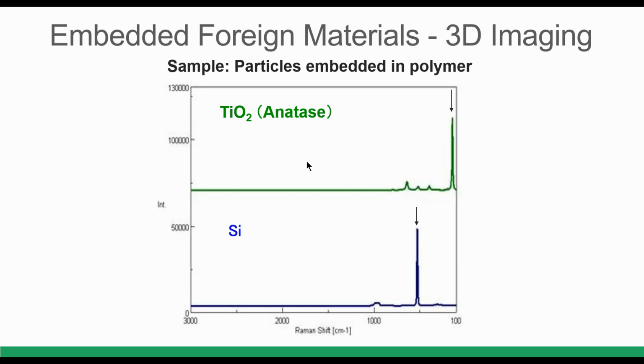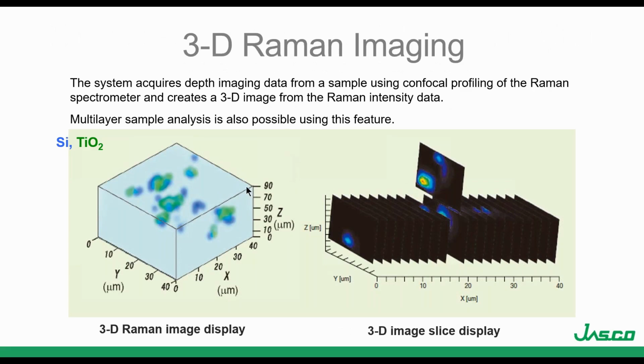The last application that I have is the 3D imaging, and this is an example of embedded materials in polymer. In this case, we have titanium dioxide with the anatase phase and silicon. This is the spectrum that was taken, but we can have either a 3D image with the location of the particles, or we can create a 3D image slice of the sample.